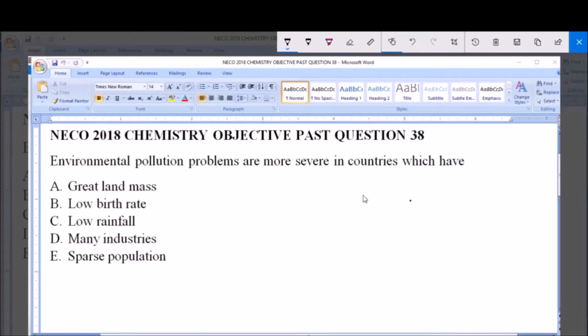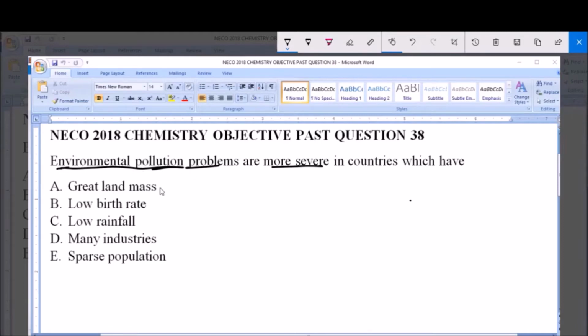Now, the question asks about environmental pollution, and in what type of countries will you have more severe cases or more severe problems of environmental pollution. Now let's analyze each of the options and see which one is likely to have more environmental pollution problems.